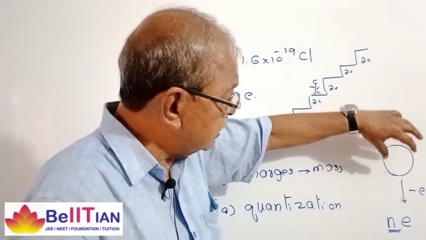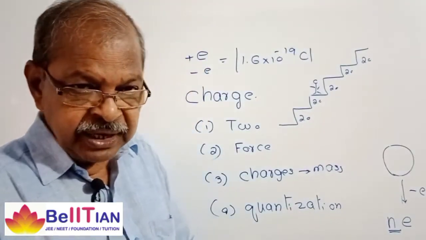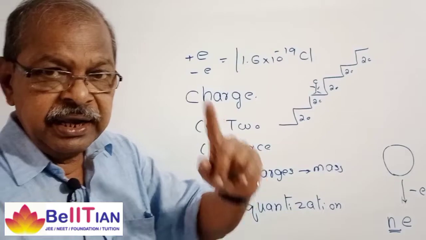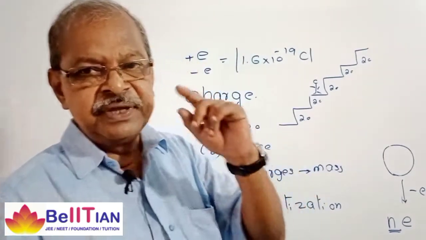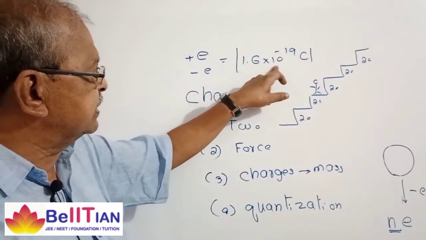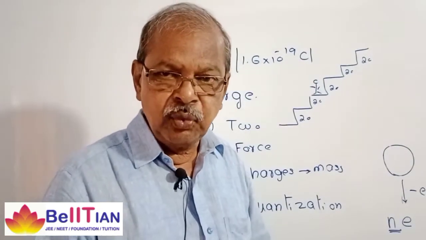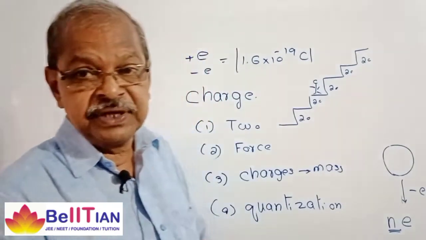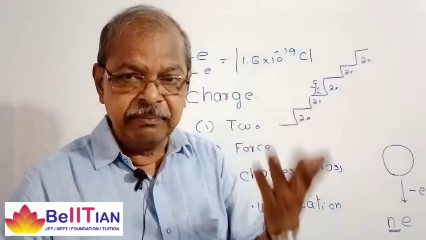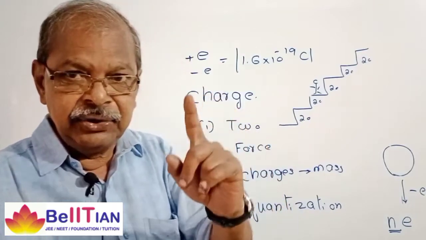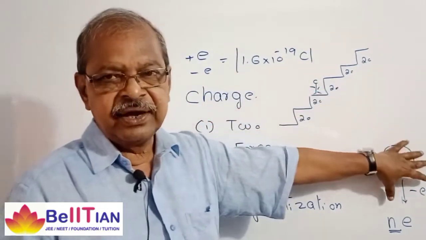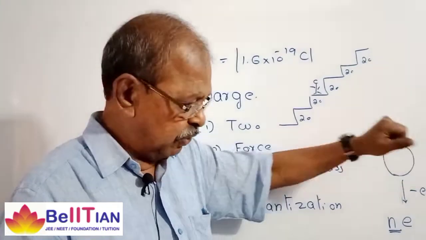So the charge possessed by this body, whether positive or negative, is an integral multiple of the charge possessed by an electron. 1.6 × 10^-19 coulomb is the magnitude of the charge possessed by an electron. So you can have the charge of a body as n times this quantity. That is another important property.